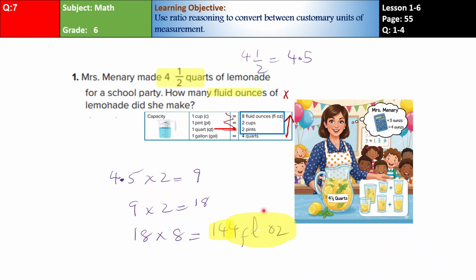Why did I use that long reasoning before? Because that was the requirement of our lesson: use ratio reasoning to convert between customary units. But this is also the correct way to get to the answer.